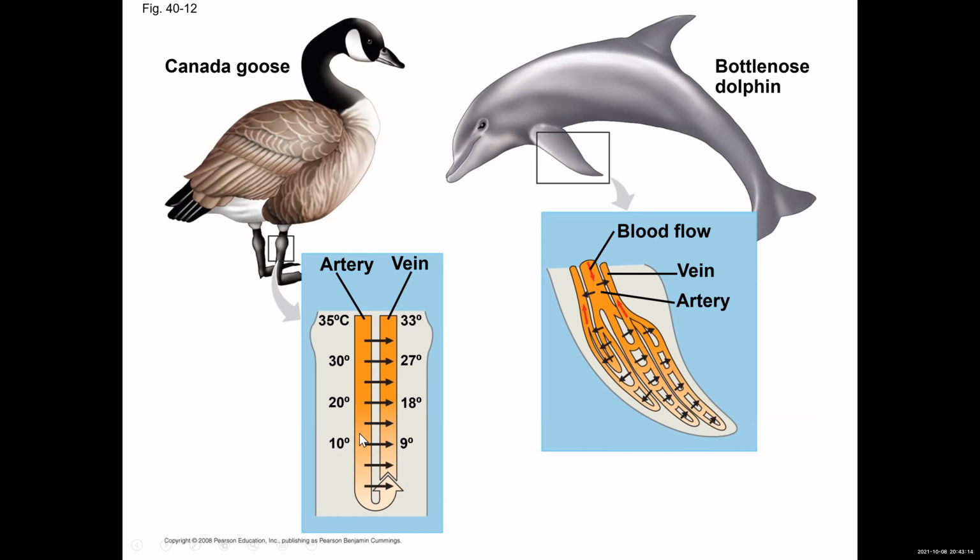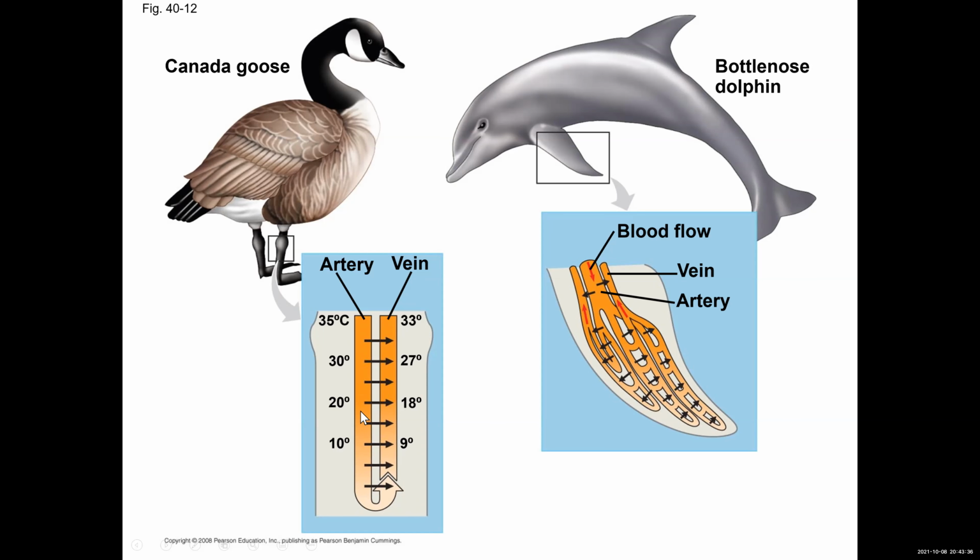And the environment is cooling it, right? So it's going to get cooler and cooler. This poor Canada goose is standing on ice. Its feet are very cold, right? But the blood is going to cool, and then when it turns around and comes back towards the heart in the vein, it's right next to the artery, right?